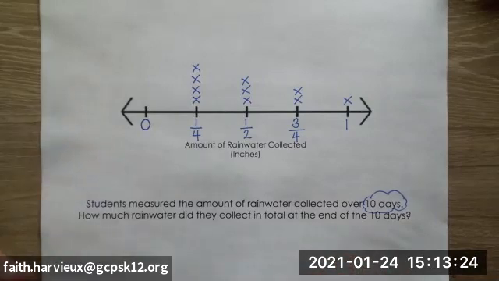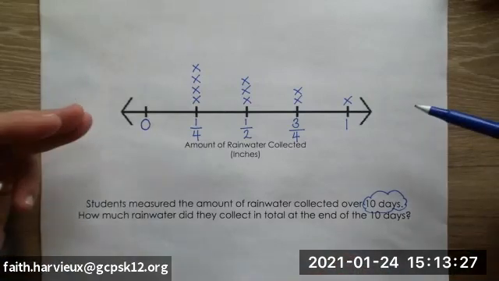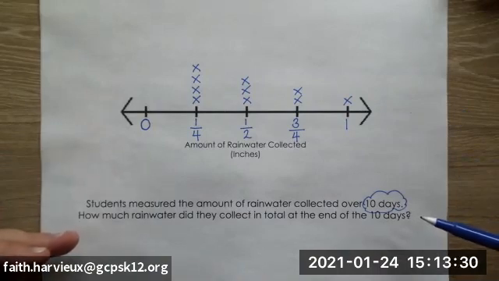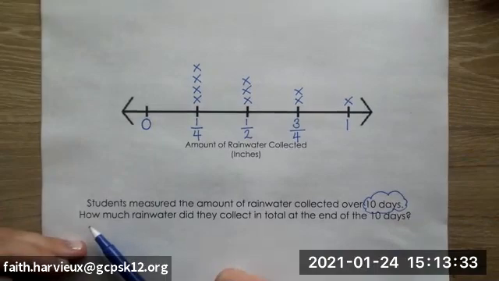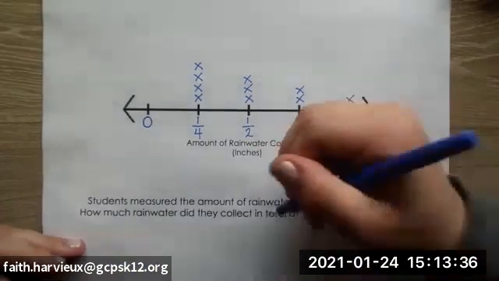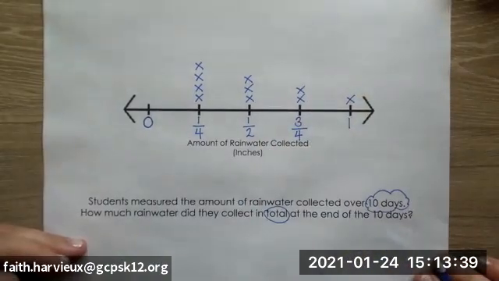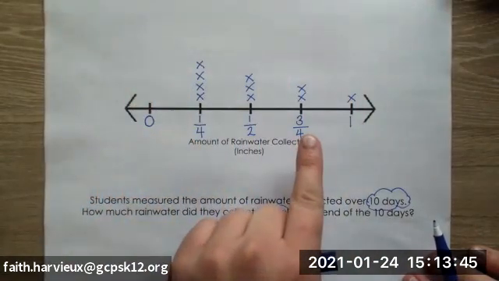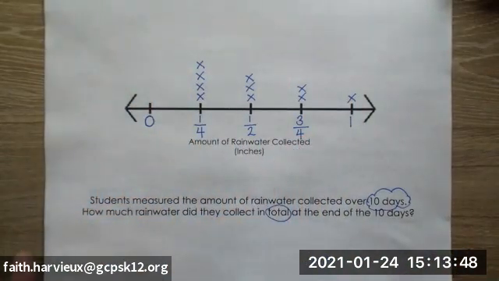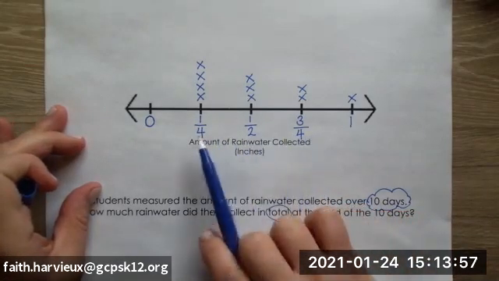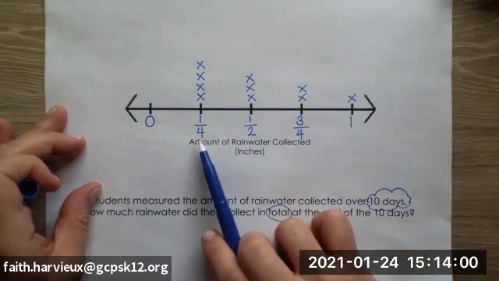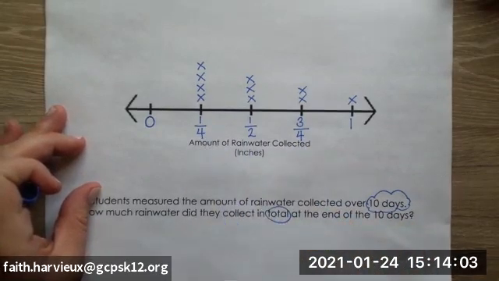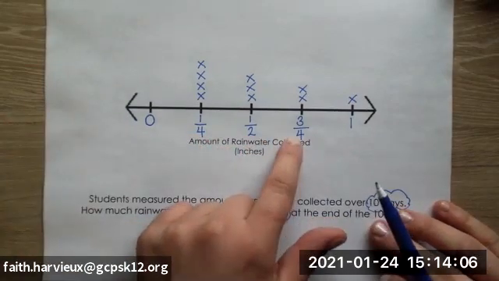Now that I've read my question and figured out what this graph is telling us, I'm going to read my question again to figure out how I'm going to solve this problem. So it says, how much rainwater did they collect in total at the end of the 10 days? This must mean that I need to add up all of these amounts in order to figure out the total amount of rainwater that they collected in inches at the end of the 10 days. I can also see in this graph that our denominators are unlike, right? We have unlike denominators, meaning that we're going to have to figure out how to make these alike so that we can add them up easier.